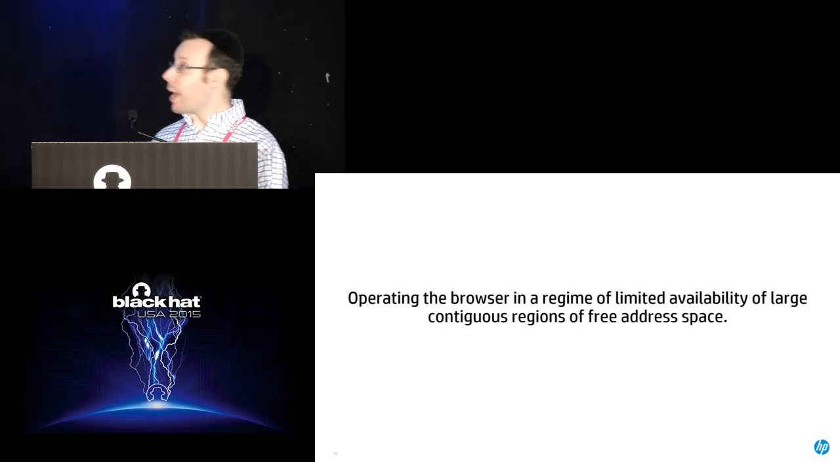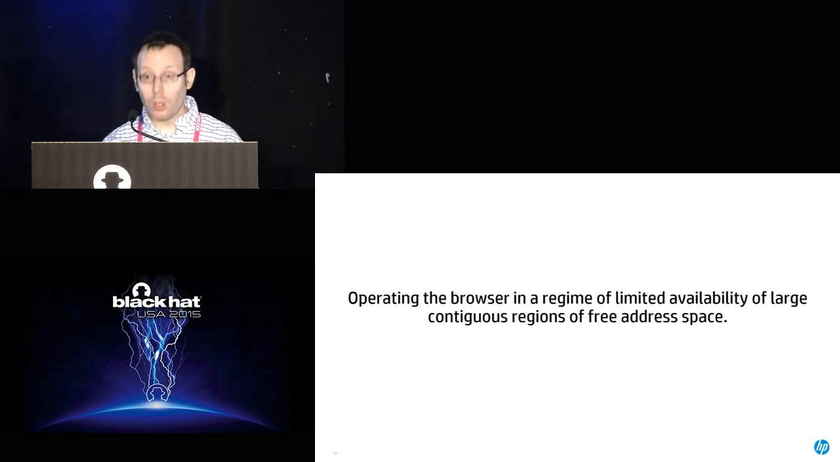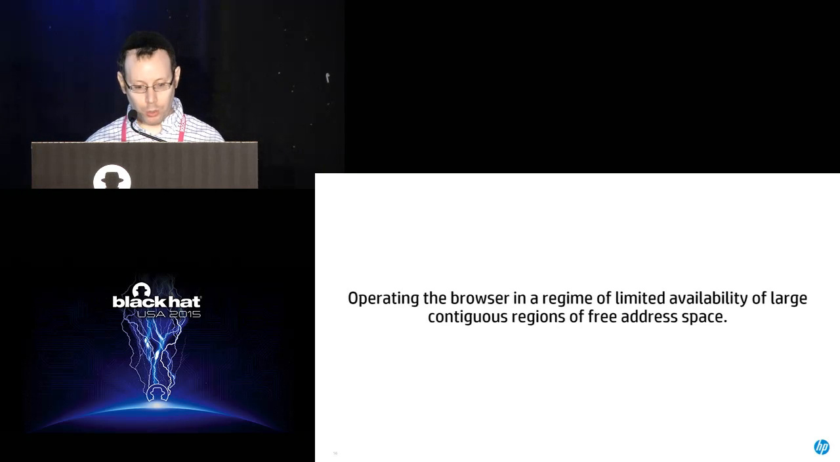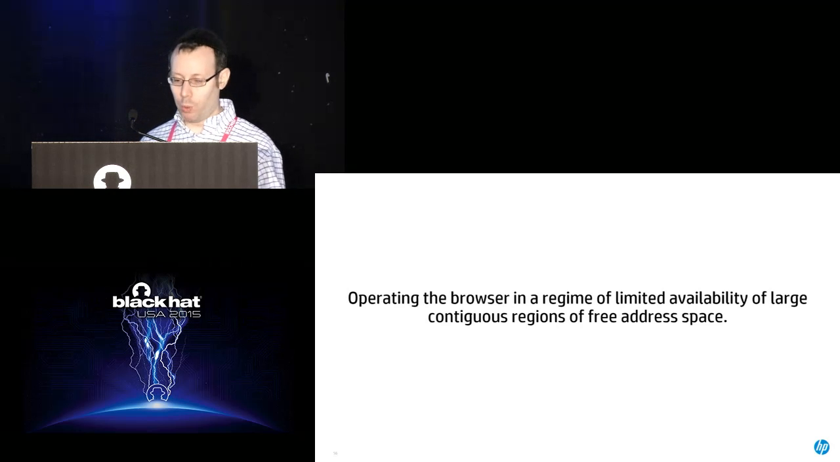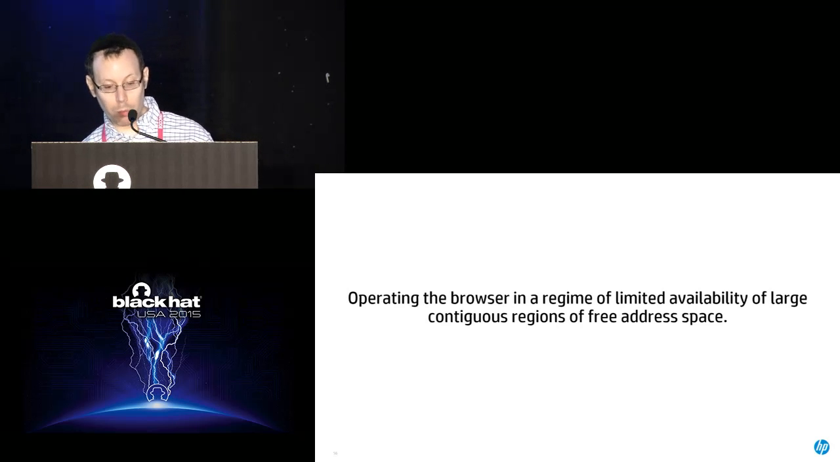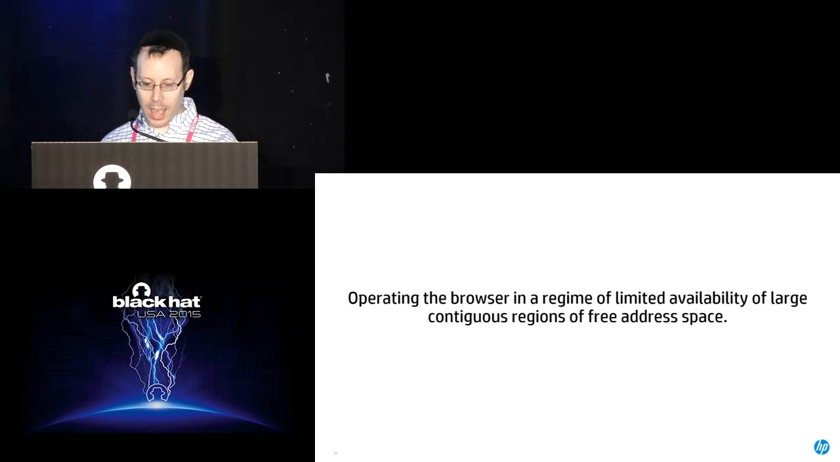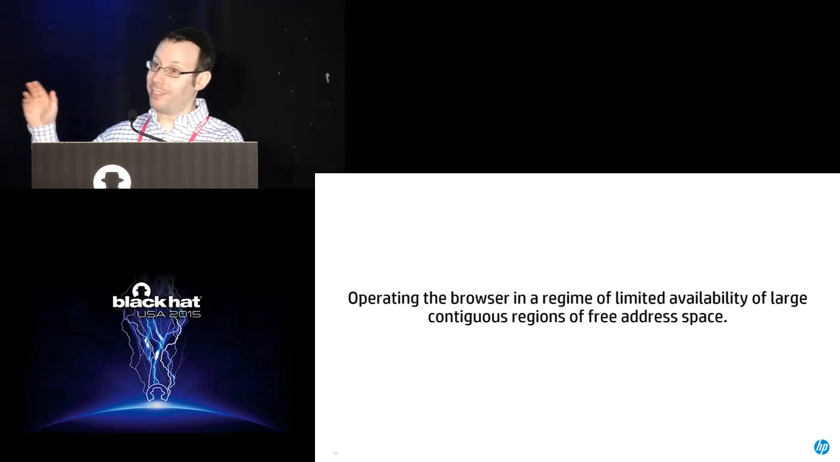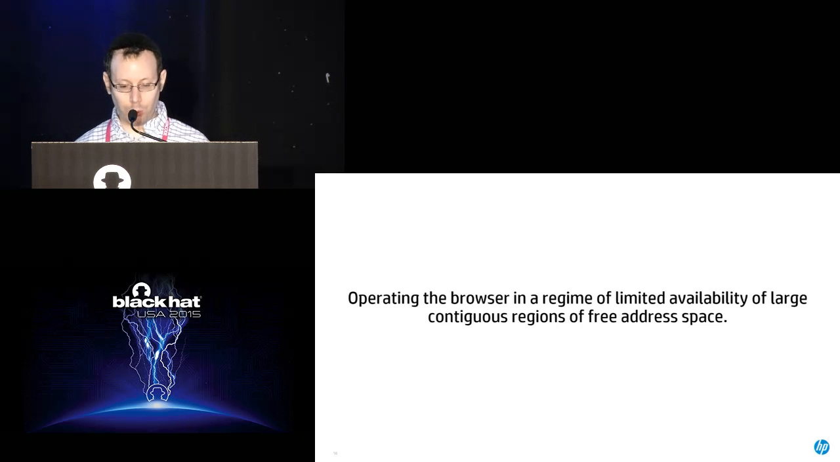So I'm going to go back to this idea just one more time. When we operate the browser in a regime of limited availability of large contiguous regions of free address space, the new possibilities that arise can be quite interesting. It leads us to what we can do next. So far what we have is a way to prepare the address space so that there is just one large hole of available addresses of a size of our choosing, and then to use the memory protection oracle to determine the exact addresses of that hole.